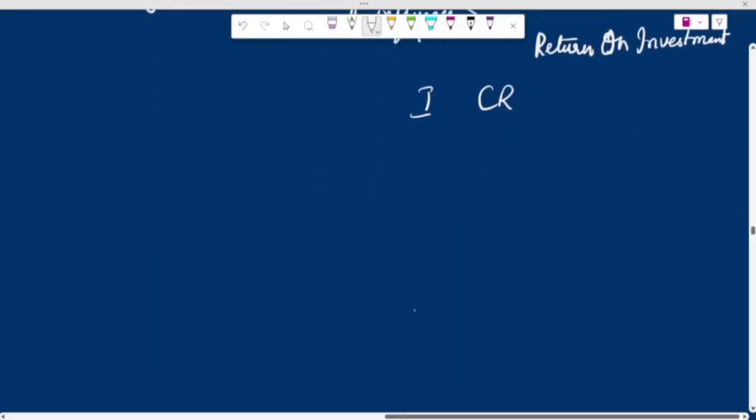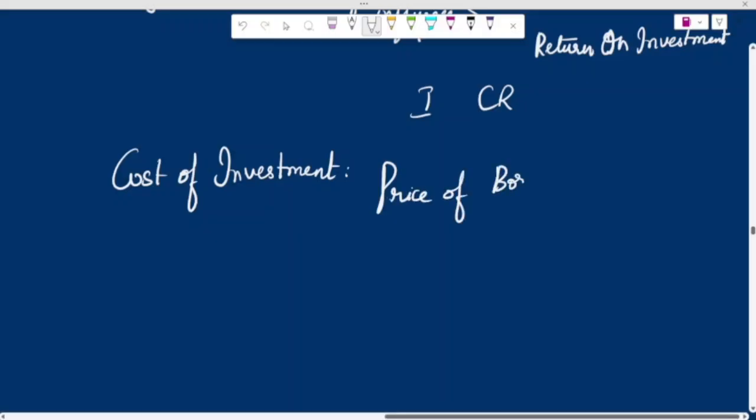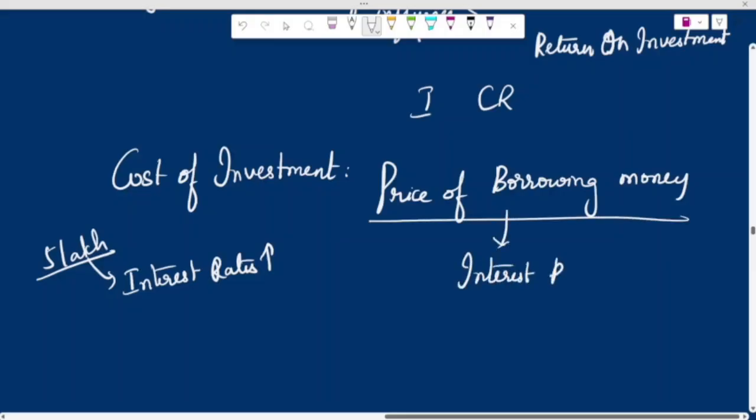Cost of investment is nothing but the price of borrowing money. For example, if I don't want to invest 5 lakhs in the water mineral plant, I will give it for interest if the interest rates are high. So the price of borrowing money is nothing but the interest rate. So this interest rate depends upon demand of money.